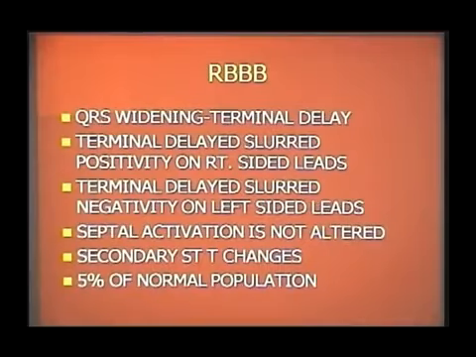So what is the criteria to diagnose right bundle branch block? QRS widening, terminal delay. Terminal delayed slurred positivity over right sided leads, terminal delayed slurred negativity over left sided leads. Septal activation is not altered. Please remember that, because my intact left bundle continues to activate my septum from left to right, so it is not altered. Secondary ST-T changes are there.